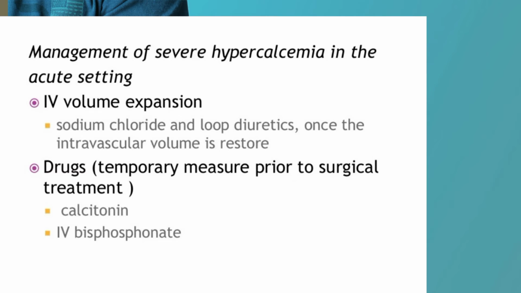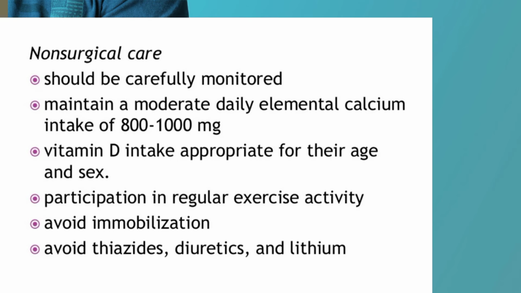So, for nurses, they can manage these patients in the acute setting by giving them IV volume expansion, which includes sodium chloride and some of the loop diuretics once the intravascular volume is restored. Also, other drugs might be supplemented, which includes calcitonin. Calcitonin is an antagonist of parathyroid hormone, so it puts more calcium into the bones. And also IV bisphosphonate can be given, since the phosphate level of the patient is currently low.